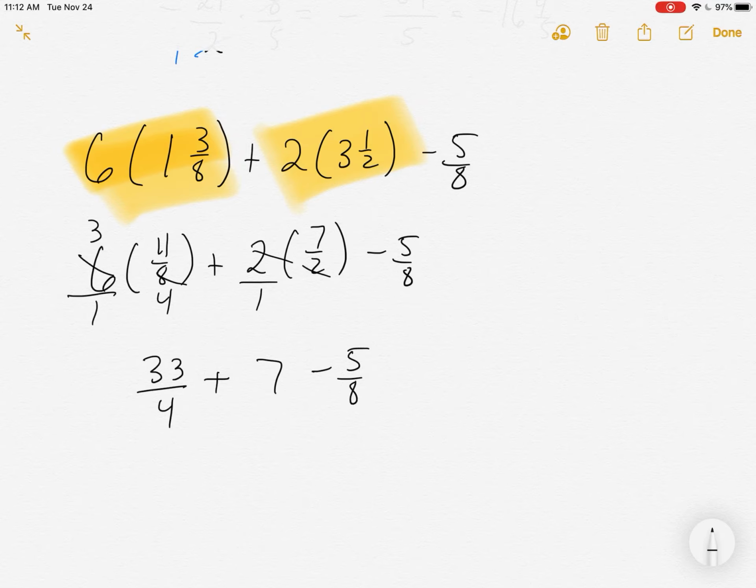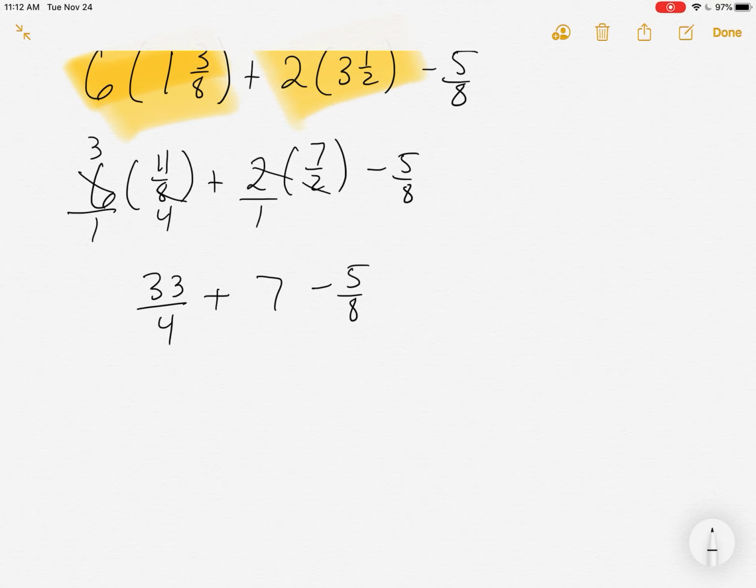I don't know what you would do next. Maybe you could get everybody over 8 and put everybody together. You could hold off and just get the two fractions together first and see what you got. Let me get everybody over 8. So I know I can change this 4 to an 8 by multiplying top and bottom by 2. So I have 66 over 8. Now what's 7? 8 times 7 is 56, so that's 56 over 8. And then this one is already an 8.